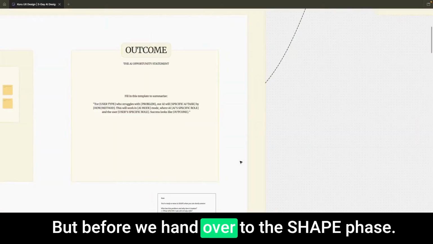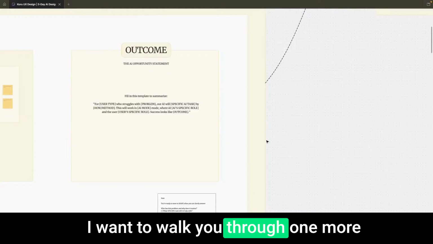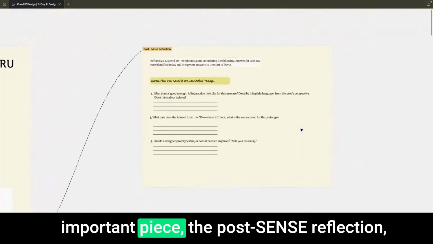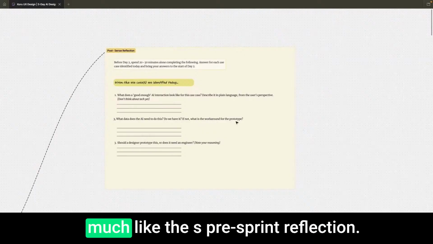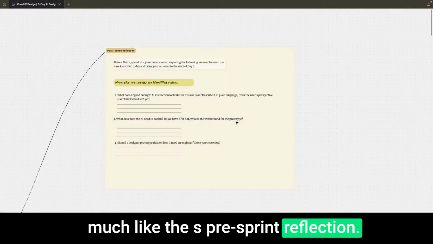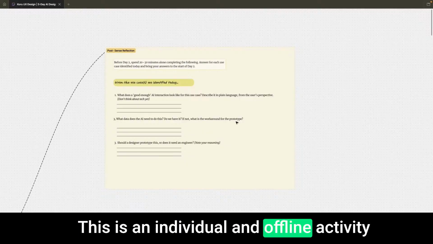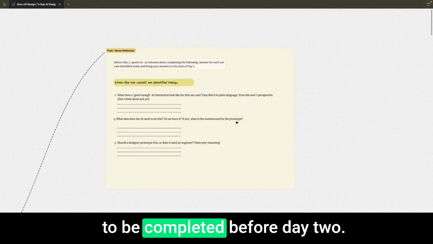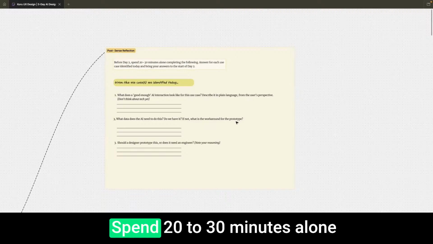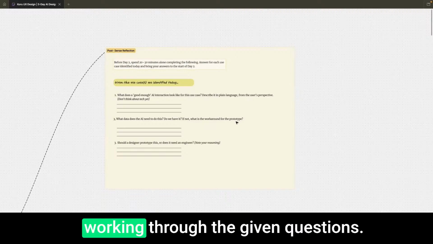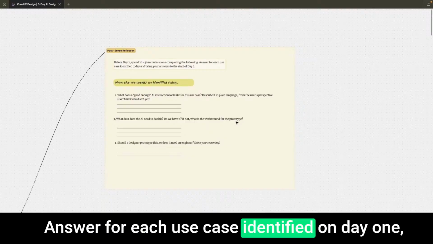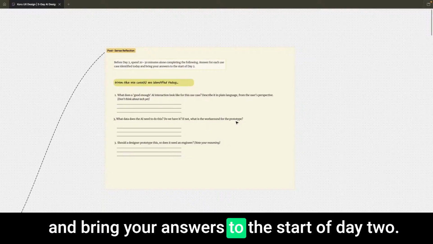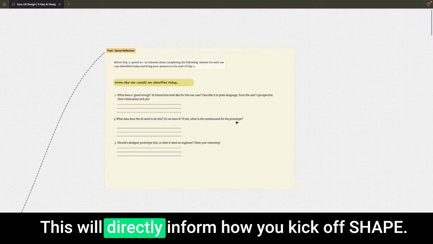But before we hand over to the Shape phase, I want to walk you through one more important piece: the post-sense reflection. Much like the pre-sprint reflection, this is an individual and offline activity to be completed before day 2. Spend 20 to 30 minutes alone working through the given questions. Answer for each use case identified on day 1 and bring your answers to the start of day 2. This will directly inform how you kick off Shape.